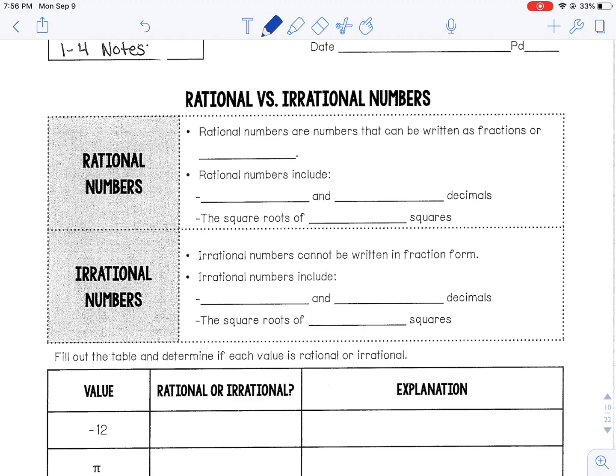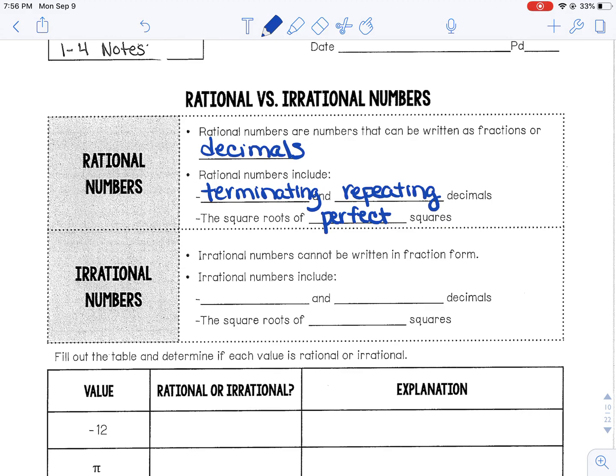Rational numbers are numbers that can be written as fractions or decimals. Rational numbers include terminating and repeating decimals. They also include square roots of perfect squares. So let's think of some examples.